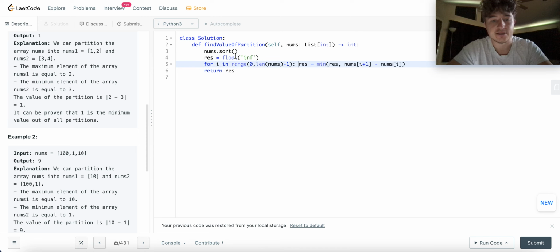And then I guess we can make this a 3-line solution if we do it like so.